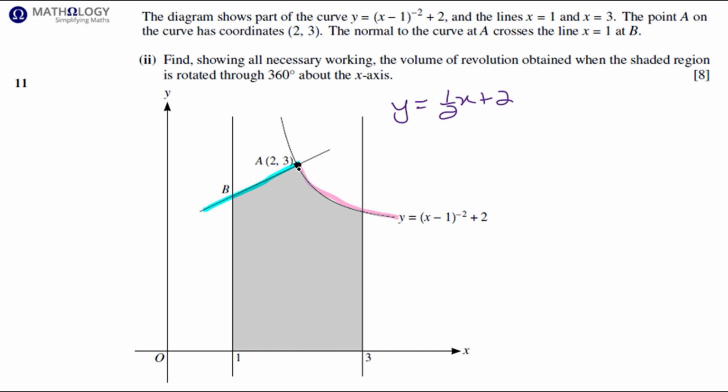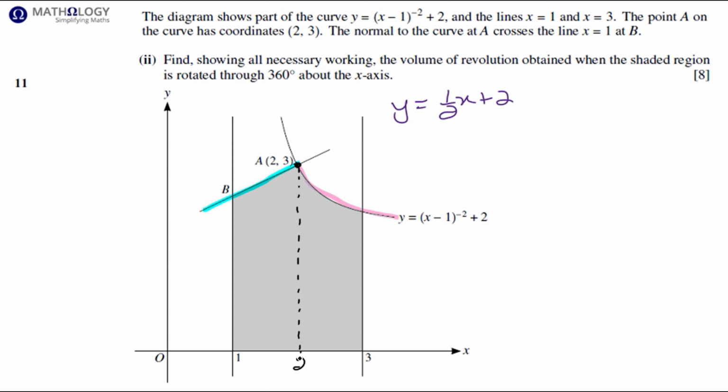So what we are going to do is split this shaded region into two regions. At this point here, I drop a perpendicular from the point A to the x-axis. We're going to have region 1 and region 2.